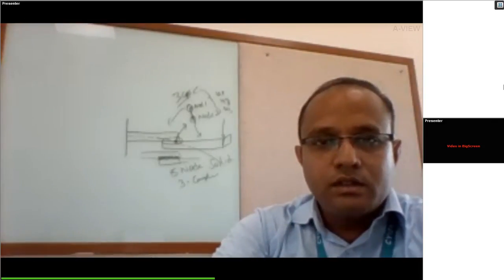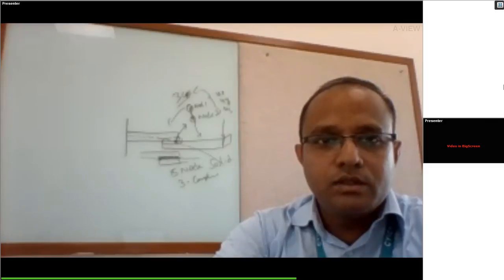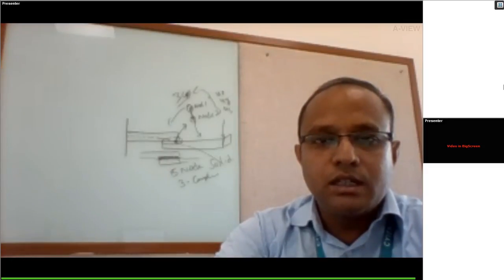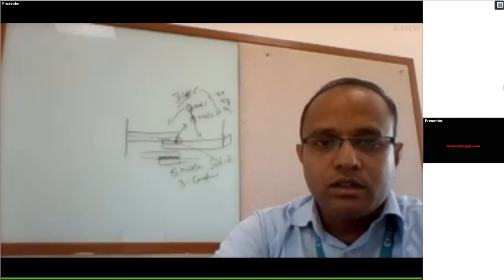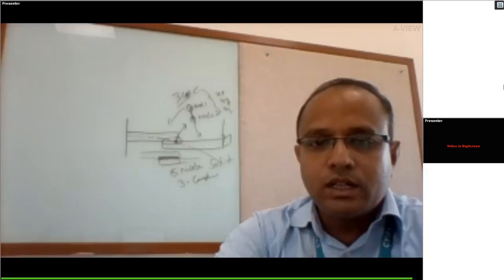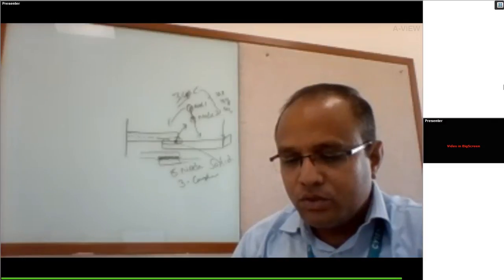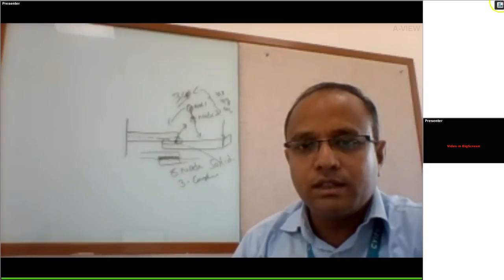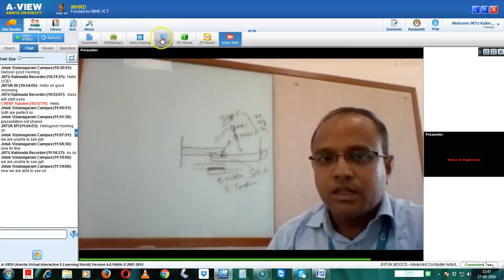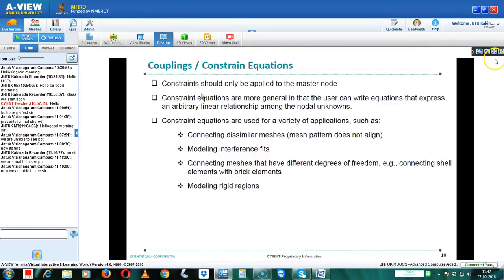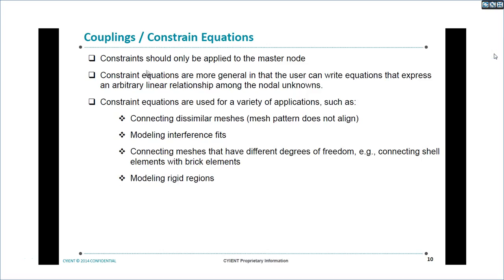So coming to some of the important things on couplings or constraint equations, the constraints should be applied only to the master node. In general, when you use constraint equations or couplings, either the program will choose or the user can choose which one can be the master. Okay, so we can give constraints only to the master node.